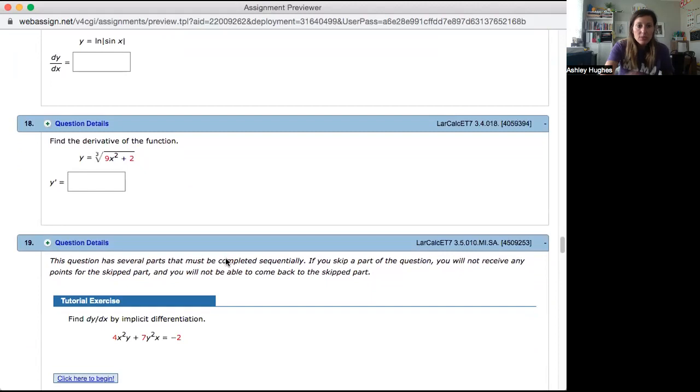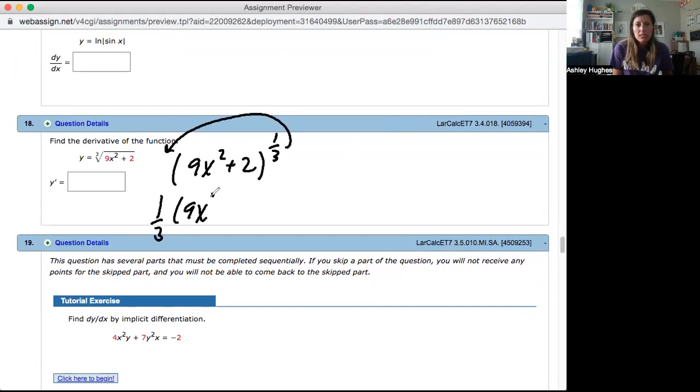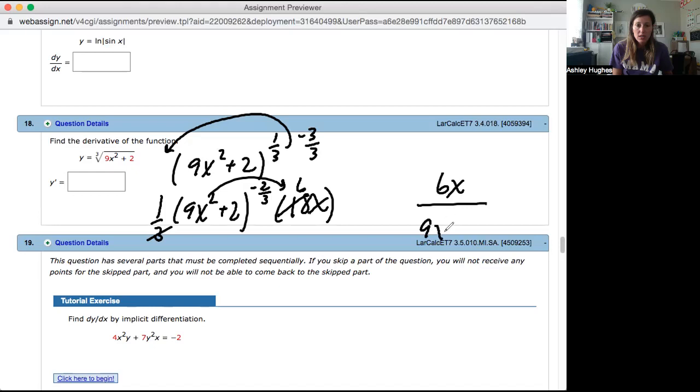Find the derivative of this one, that's just the chain rule. So it's going to be 9x squared plus 2 to the 1/3. You're going to bring the 1/3 down. Keep the inside the same. Subtract 1, which is like subtracting 3 over 3, and then multiply by the derivative of the inside. And then you get 6x over 9x squared plus 2 to the 2/3.